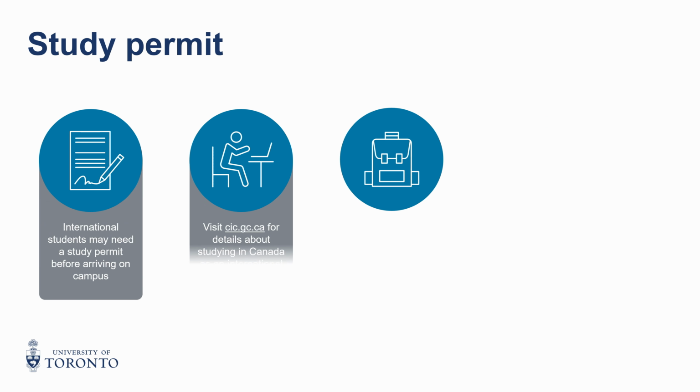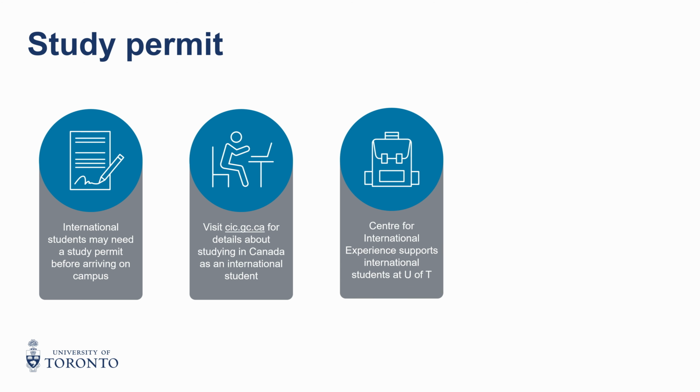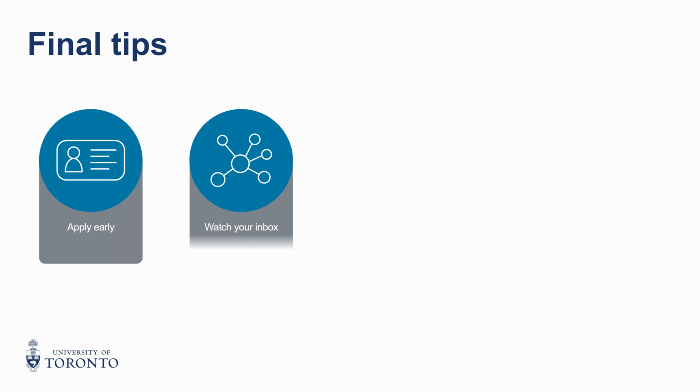If you're an international student, you may need a study permit before arriving on campus. Visit the Immigration, Refugees and Citizenship Canada website for complete details. I've covered the basics of the application process, but let me leave you with a few final tips. Don't wait until the last minute to apply. Applying early gives you plenty of time to complete all the next steps and sets you up for success. Try to submit your application by our early application date in November.